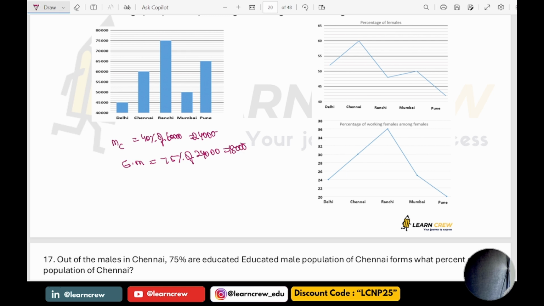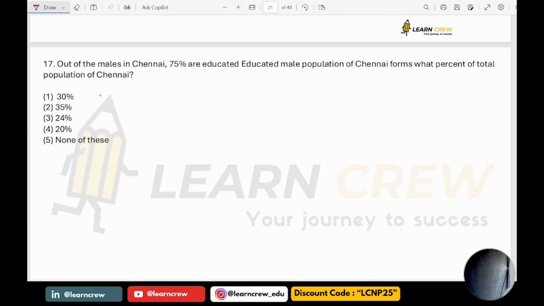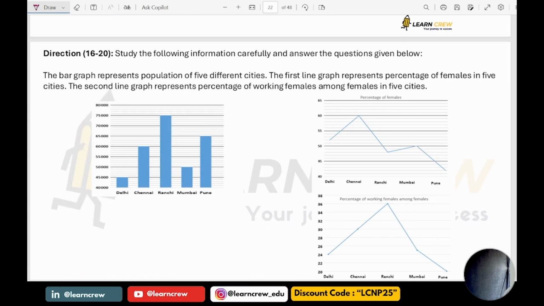Then, this educated male population forms what percentage of total population of Chennai? So this 18,000 is what percentage of 60,000? 18 by 60 is 30 percent. So the answer is option 1. Then next, please see the next one.